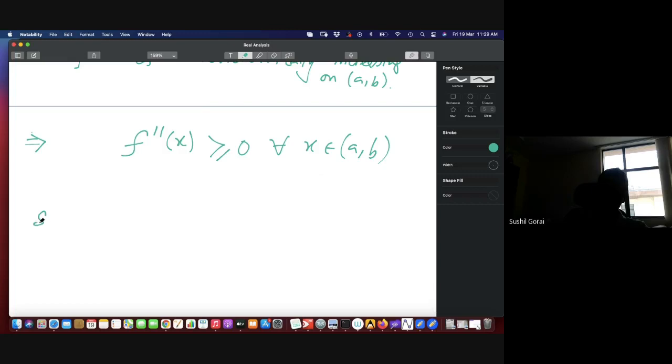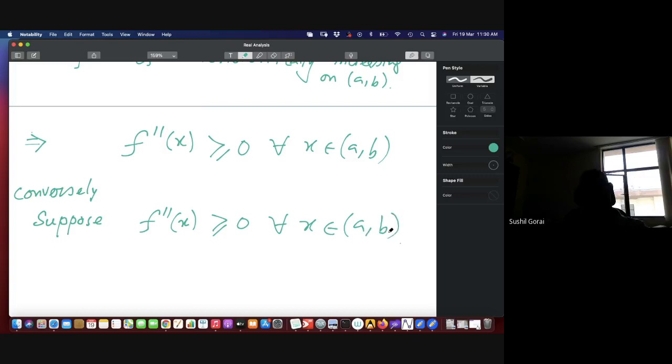So suppose, conversely, f double prime x is greater than or equal to 0 for all x belonging to AB. What do you want to show? We want to show f is convex, right?